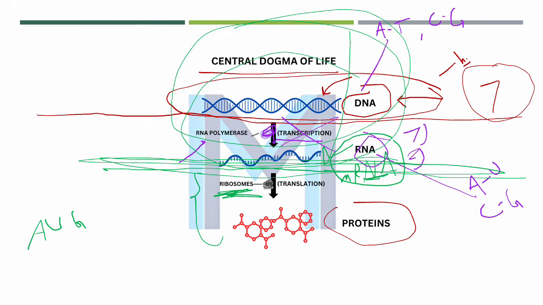During elongation, more transfer RNAs bring amino acids, matching their anticodons to the mRNA codons, while the ribosome links the amino acids together to form a growing polypeptide chain, so a chain of amino acids. And then finally, in termination, the ribosome encounters a stop codon, promoting the release of this completed protein.